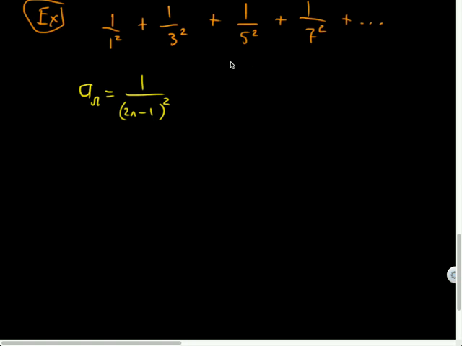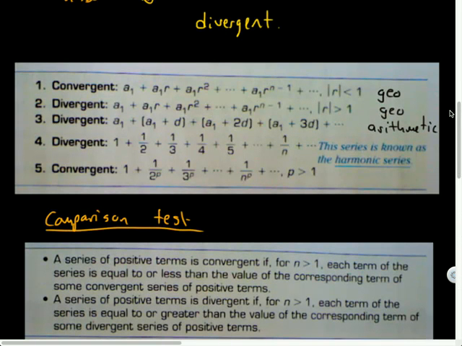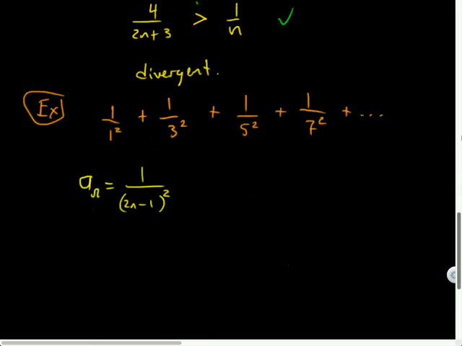So let's see. What series do you think this compares to? What would be a good comparison? I think number 5, where my p-value would be 2, right? So let's see. I'll just call this number 5. So a sub n equals 1 over n to the, I'll call it second, is what I'm comparing. n to the 2.